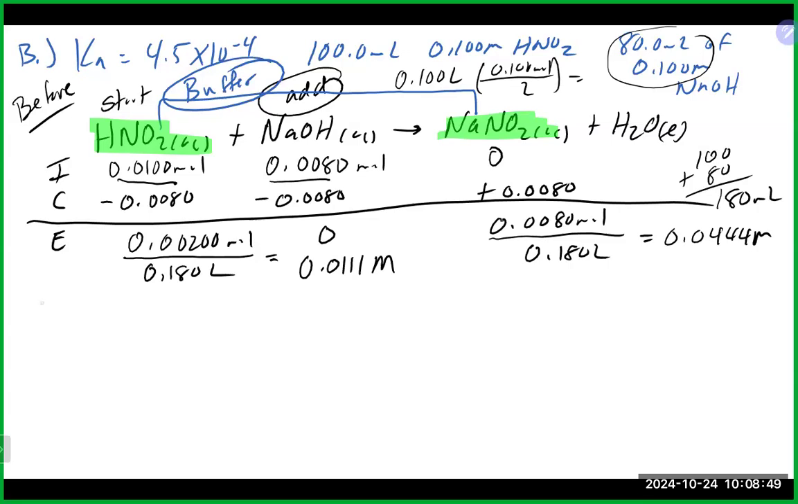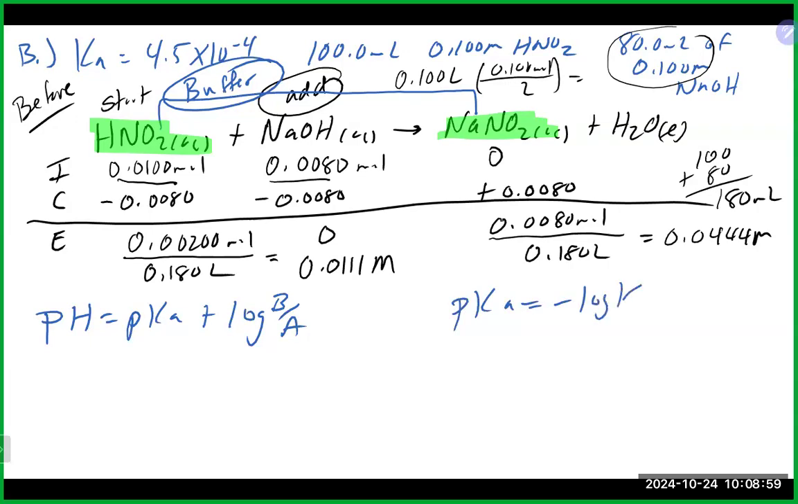That means that we could go into the Henderson-Hasselbalch equation. pH is equal to pKa plus the log of the base over the acid. pKa is equal to minus the log of the Ka, minus log of 4.5 times 10 to the minus 4.